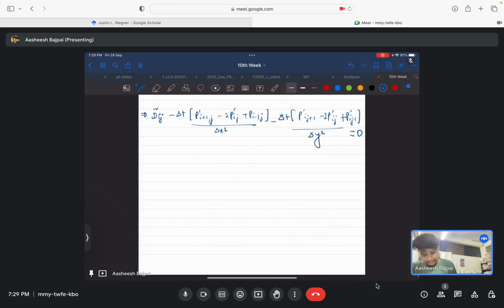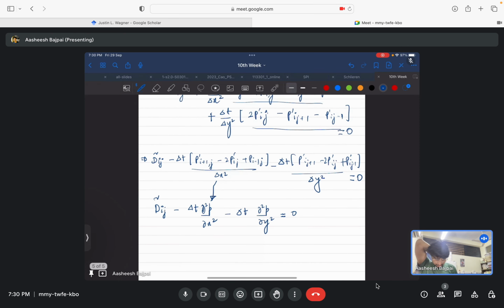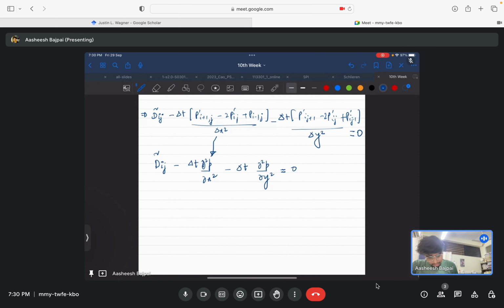So it will become like d ij tilde minus delta t del square p over del x square, so I'm reconstructing from discretization to reconstruction, minus del square p over del y square equal to 0. So this reconstruction, I hope you got it.